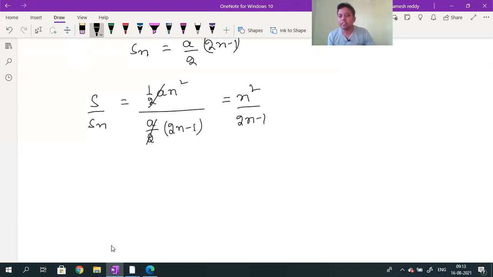So is it understood? So finally, what is the answer for S divided by Sn? S divided by Sn value will be equal to n square divided by 2n minus 1.